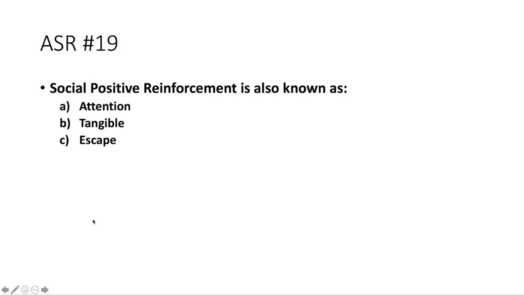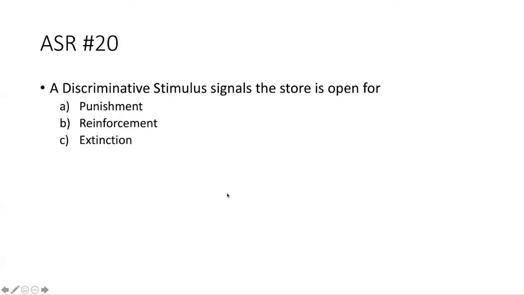ASR number 19. Social positive reinforcement is also known as A, attention, B, tangible, C, escape. And the correct answer here is A, attention. ASR number 20. A discriminative stimulus signals the store is open for what? A, punishment, B, reinforcement, or C, extinction. And the correct answer here is B, reinforcement.